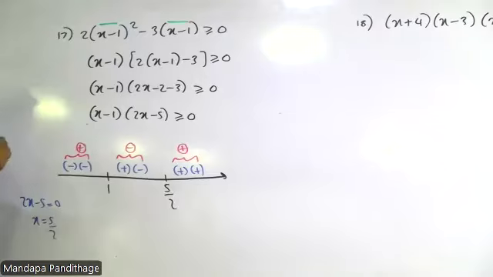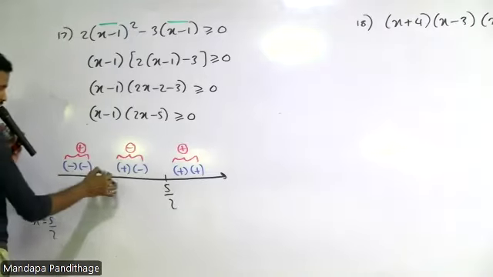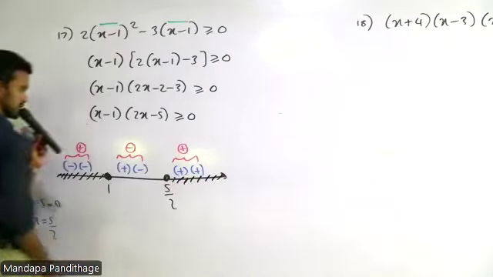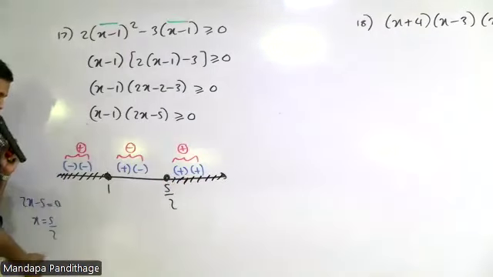Then we need to get this region. The boundaries are considered because there's this equal mark. Normal question, not a hard one. So x is less than or equal to 1 or x is greater than or equal to 5 over 2.